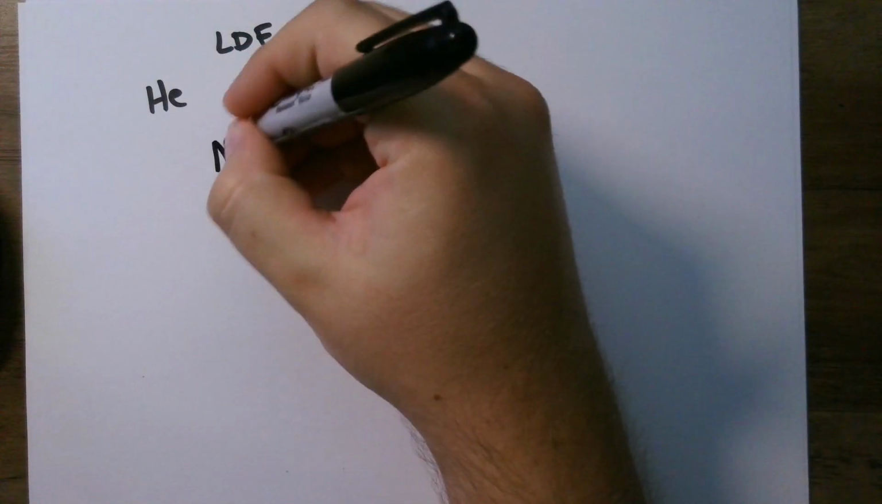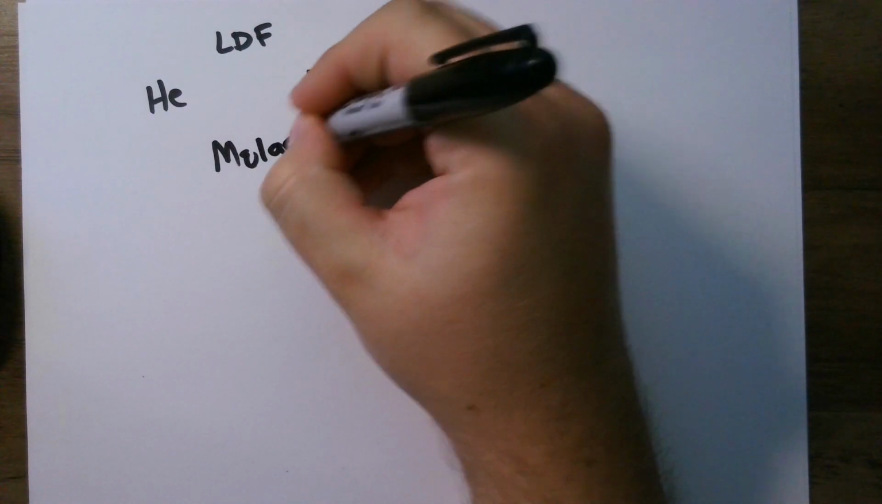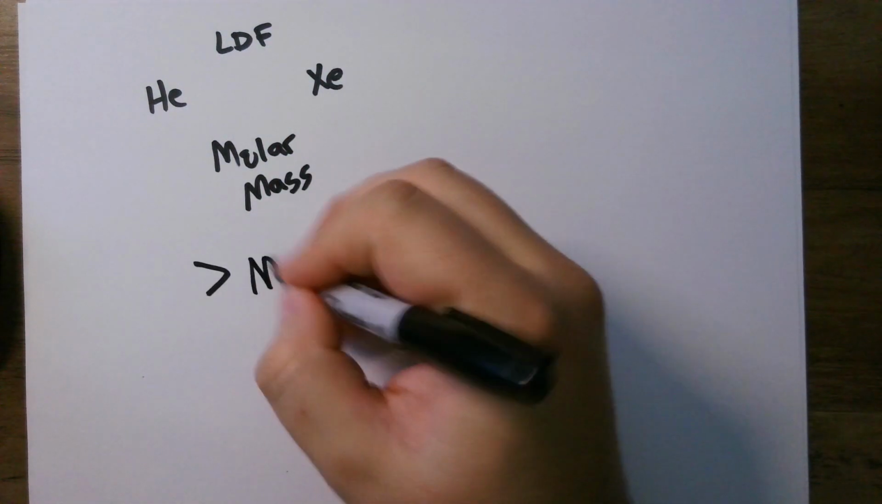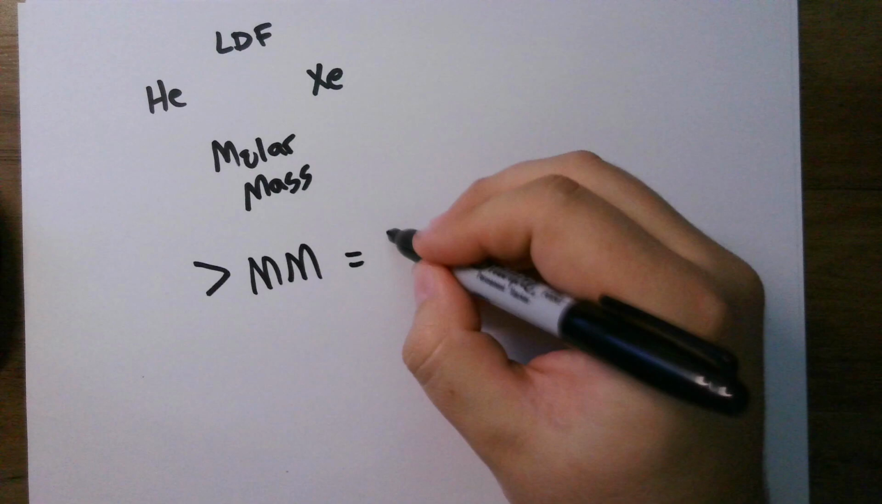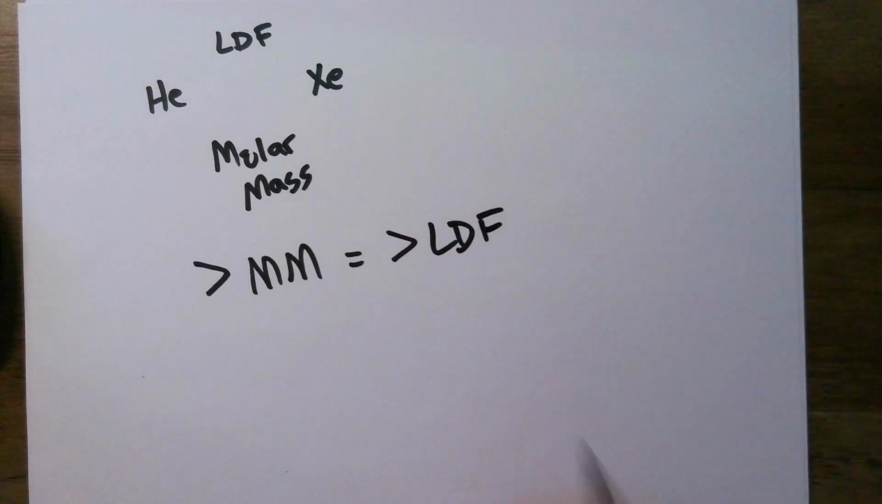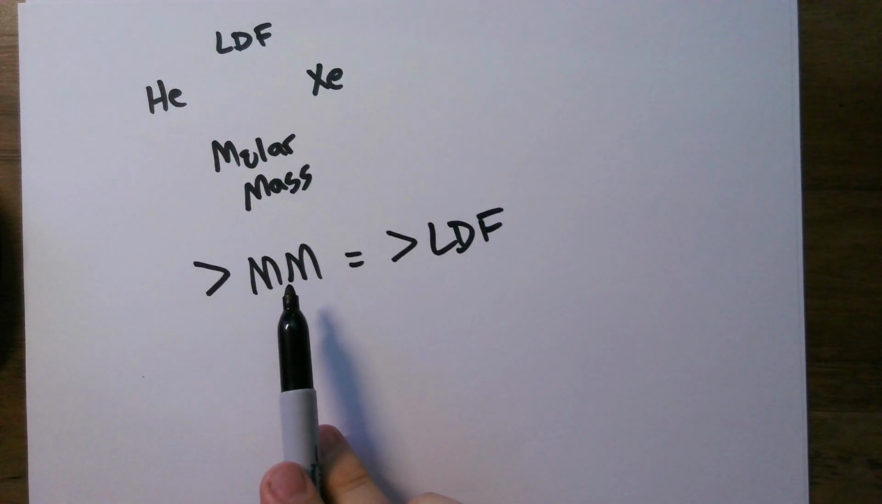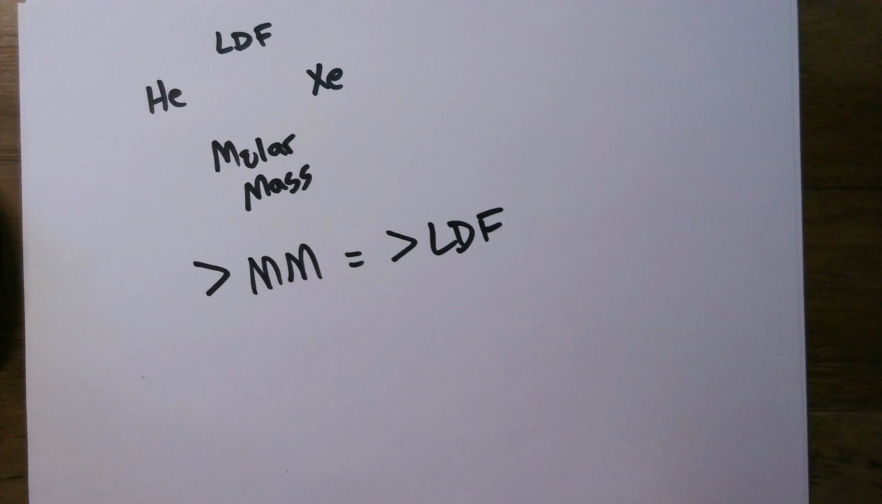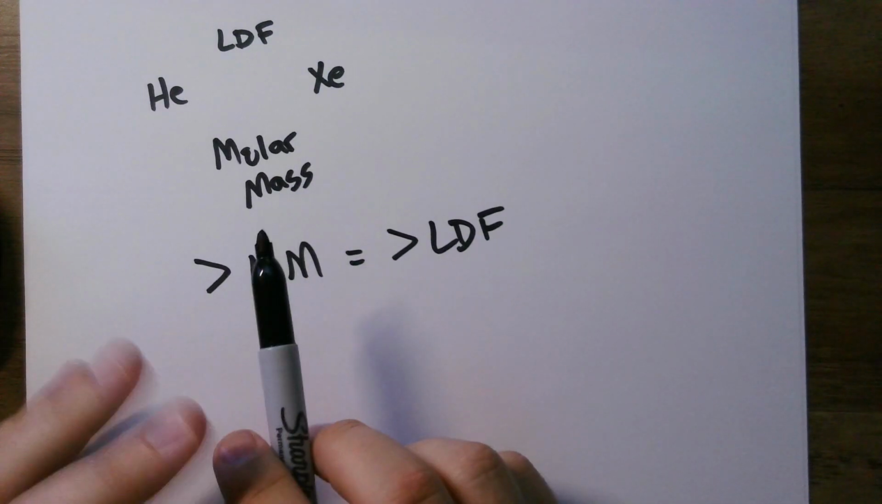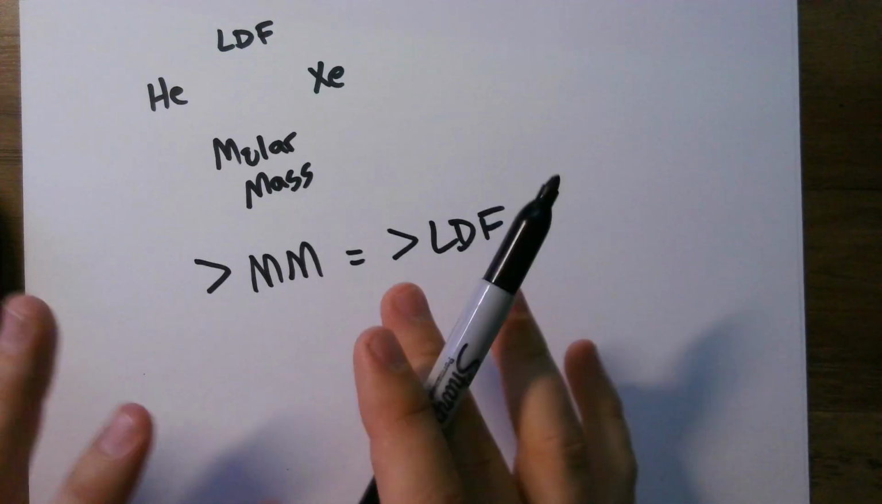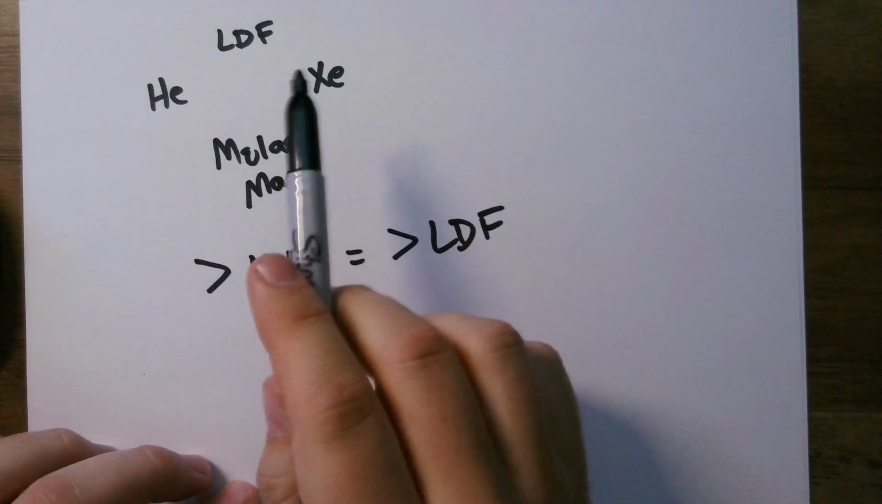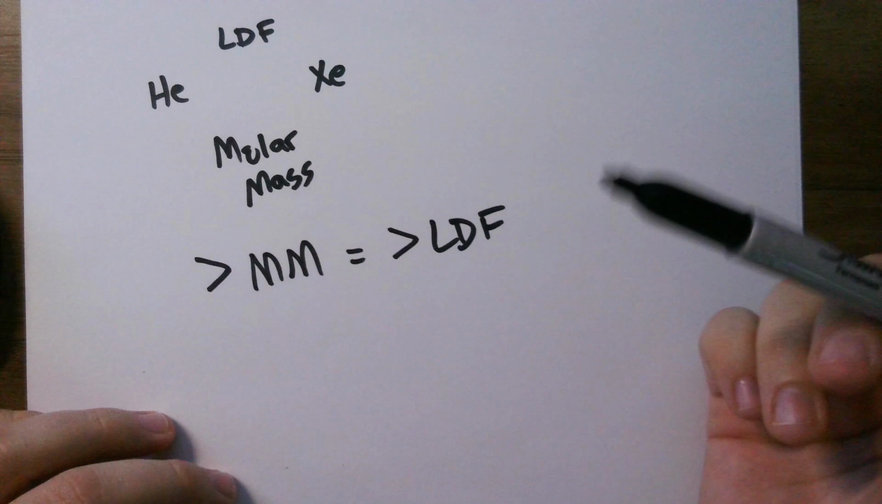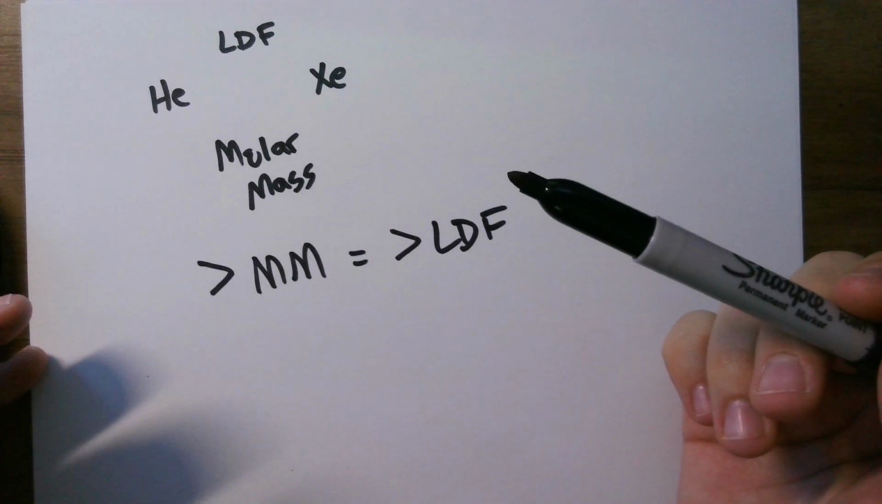The easiest, most common way you'll see to compare London dispersion forces is to look at molar mass. The greater molar mass equals the greater London dispersion forces. So the more molar mass you have, the more London dispersion forces. Now, it's not the actual weight, and that's kind of important. This is just how we test to see which one has more. It's not the protons and neutrons that are actually affecting this, it's just our general trend here.